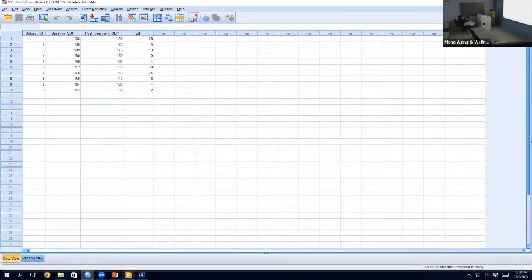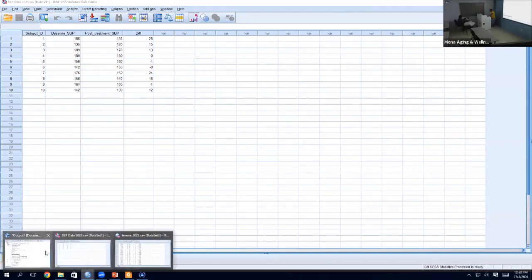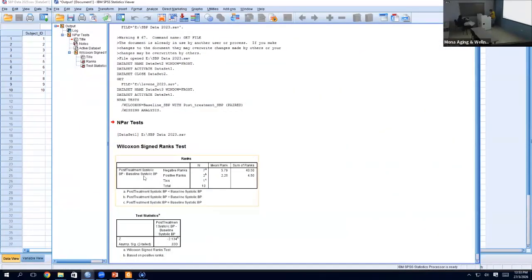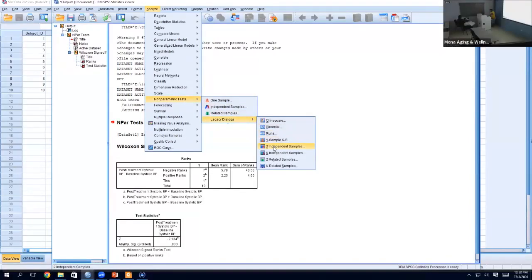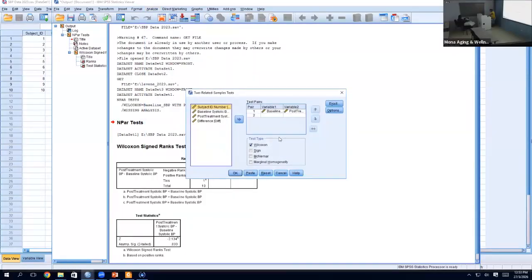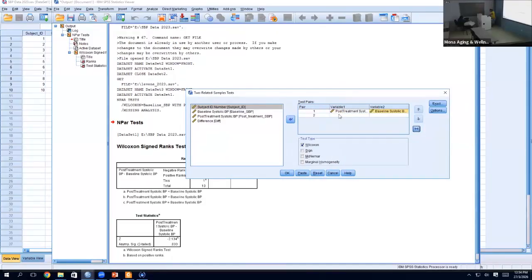Let me just run it first before I give you the instructions. So this is post-treatment minus baseline, so we don't want that. In variable 2, you want baseline. So you're gonna transfer post-treatment first, so that post-treatment can be variable 1 and baseline can be variable 2. If you've done it like me, you can use this arrow here to switch them around, so that variable 2 is baseline and variable 1 is post-treatment.